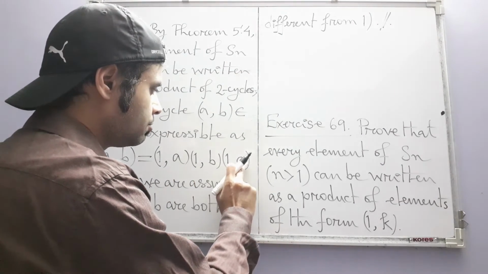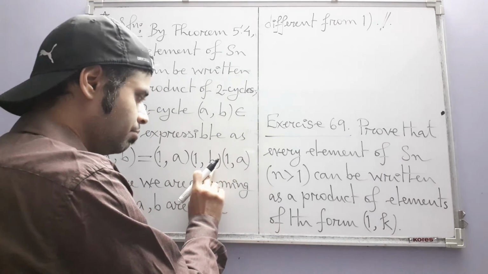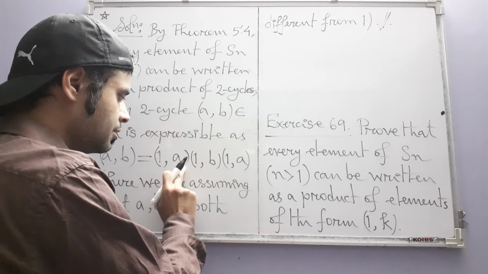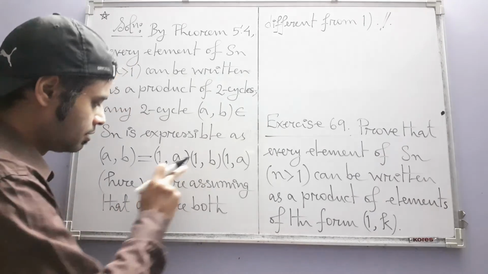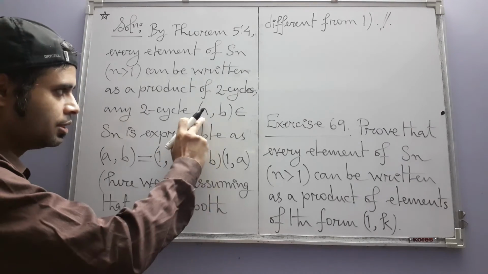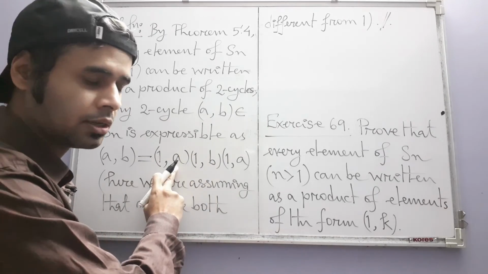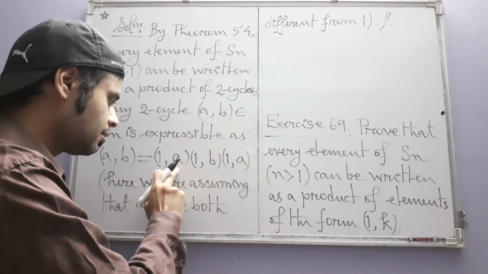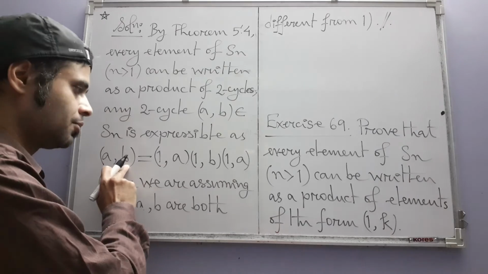A is sent to 1 by this one first, and then 1 is sent to B by this middle one, and that B is unchanged by this because B does not appear here. Why is B not here? See, B is not equal to 1. Also, this being a 2 cycle forces us to have B different from A. So that is why B is neither 1 nor A. So this B is then unchanged by this one. So that means A is mapped to B.